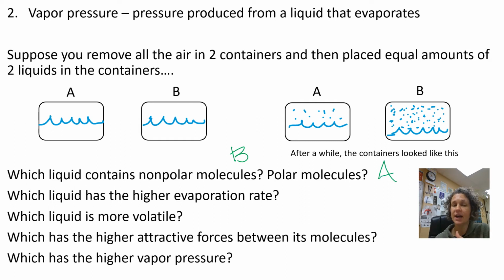Which liquid has the higher evaporation rate? Which one has more specks in it, more gas molecules? B. Which goes along with B also being more volatile. Which has the higher attractive forces? Which one is held together better? A, that's why it hasn't evaporated as much. And then which has the higher vapor pressure? The vapor pressure is all the dots, so that one would be B.